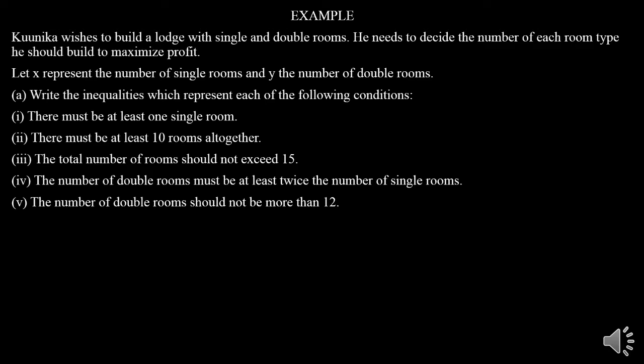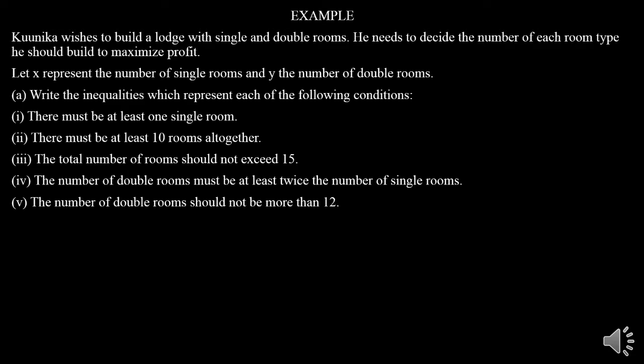Number 1, there must be at least one single room. Number 2, there must be at least 10 rooms altogether. Number 3, the total number of rooms should not exceed 15. Number 4, the number of double rooms must be at least twice the number of single rooms.